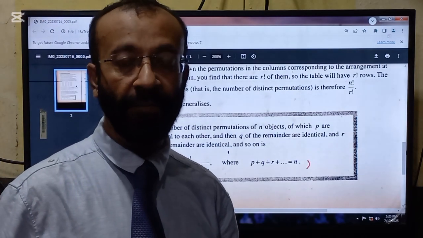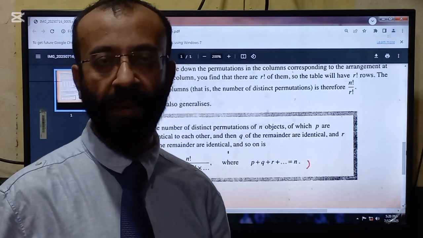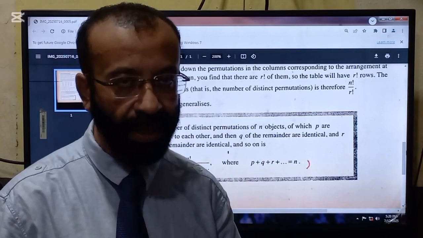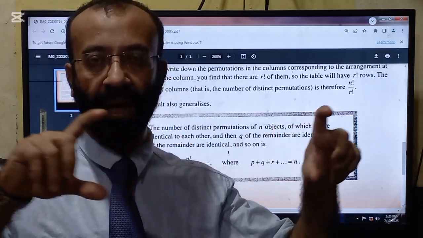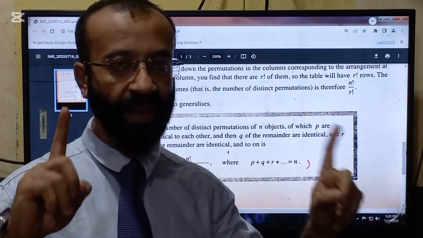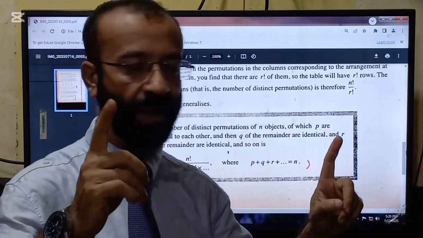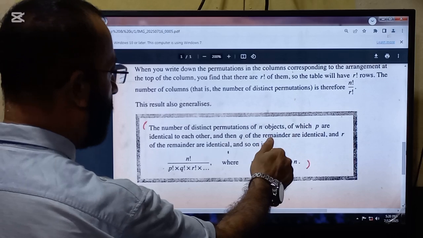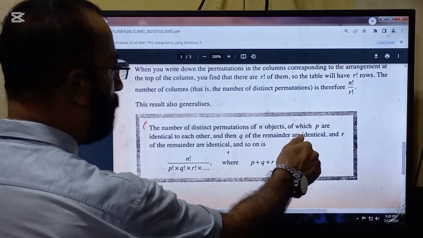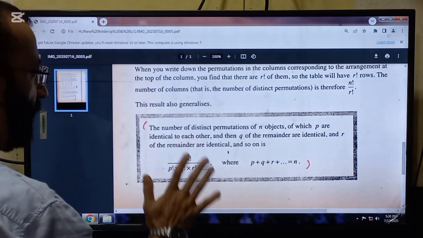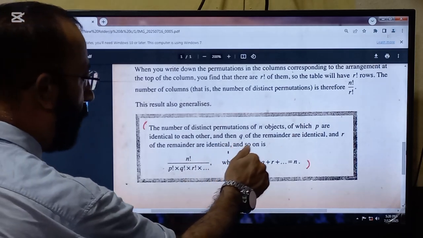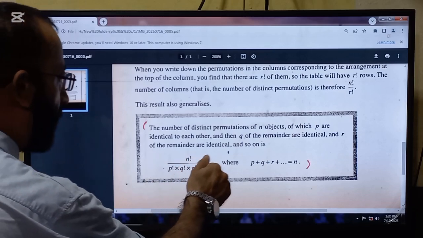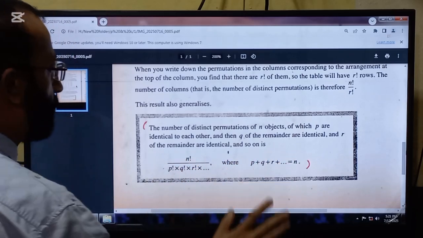So concentrate yourself. We are going to read another very important concept of permutation. When there are identical objects present in a group of objects, the method to solve permutation is this: the number of distinct permutations of n objects, where n objects are the total objects of which p are identical to each other, and then q of the remainder are identical to each other, and then r of the remainder are identical to each other, and so on.